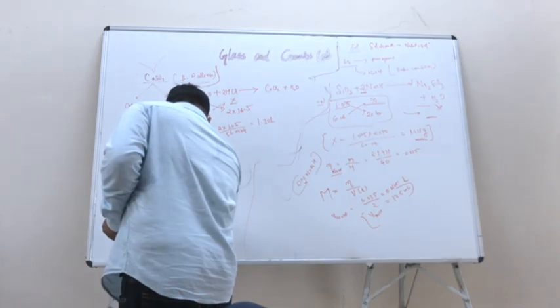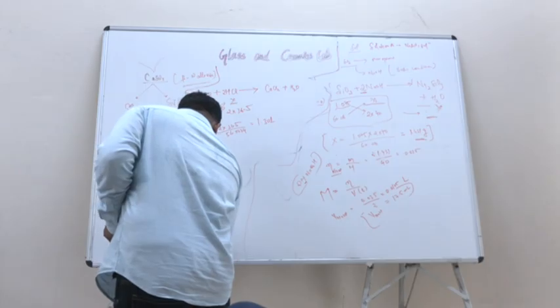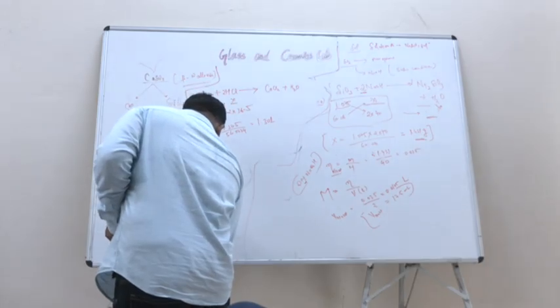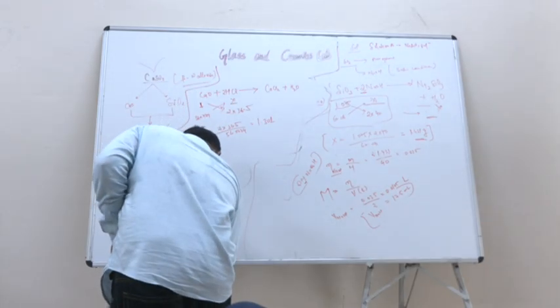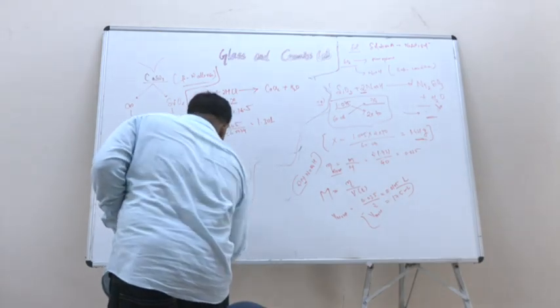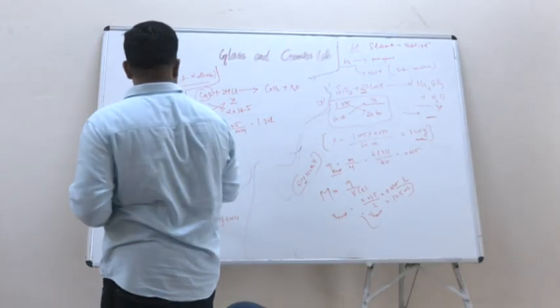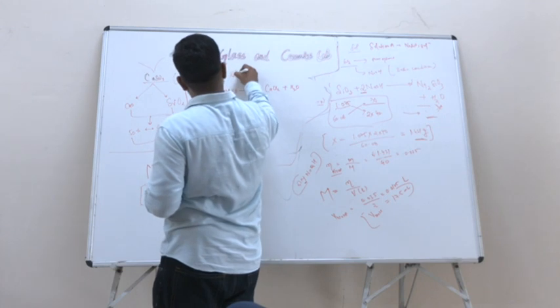0.0178. This is in liters. So you want 17.8 ml of 2 molar HCl to dissolve calcium oxide. 1 gram of calcium oxide. That is our solution. Okay.